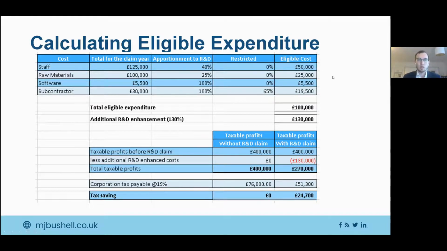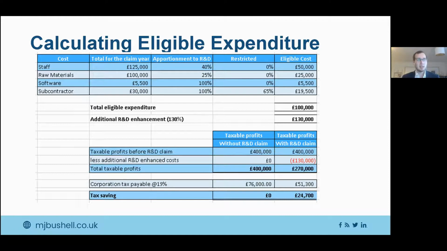Next line, we've got raw materials, £100,000, 25% of which relates to qualifying R&D. Below that, software, £5,500, 100% R&D. And lastly, subcontractor costs, £30,000, 100% relating to R&D. But as mentioned, this gets restricted to 65%. So it equals £19,500 of eligible costs. And surprise, surprise, we have £100,000 of eligible R&D as a result of identifying these costs.